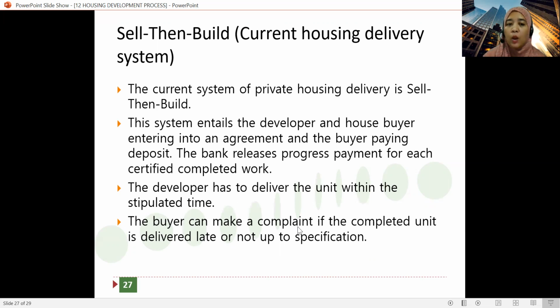The buyer can make a complaint if the completed unit is delivered late or not up to specifications. First of all, if it's not up to standard or specification, you can complain to the developer. If the developer doesn't care, you can go and claim at the tribunal. If still no success, you can claim at court. The tribunal's limit is 50,000, so anything above 50,000 cannot be claimed at the tribunal. So what you do is go to the High Court and make the claim there. It's a summons, actually.